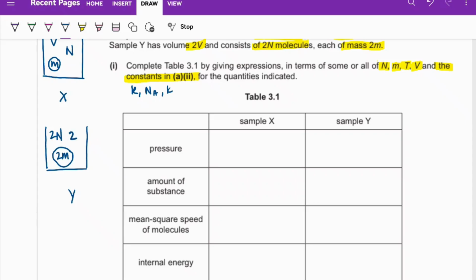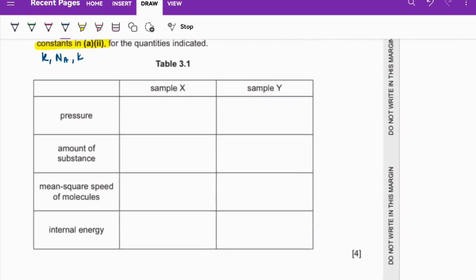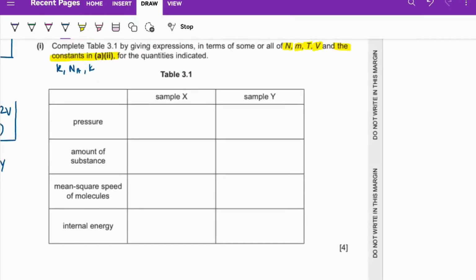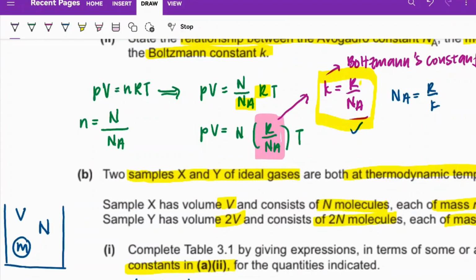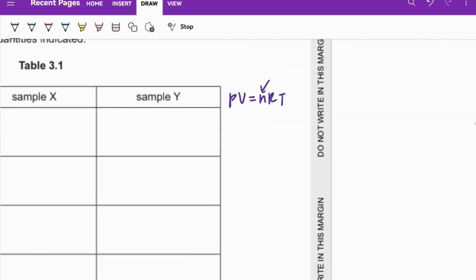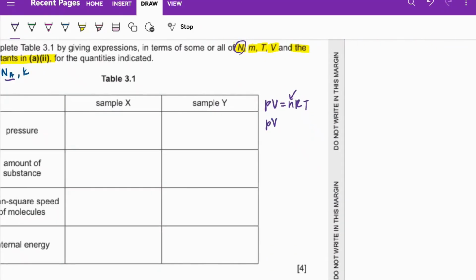Okay, let's see. Pressure. How do we express pressure for sample X and Y? We know there's a formula PV equals nRT, but we can't make use of n here because they say we must give it in terms of N or NA, and we know there's something we can use here. So we can make use of that. So we can change it. Another way to write it is PV equals NkT.